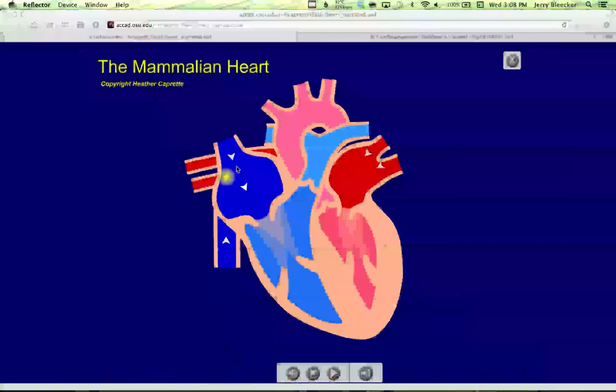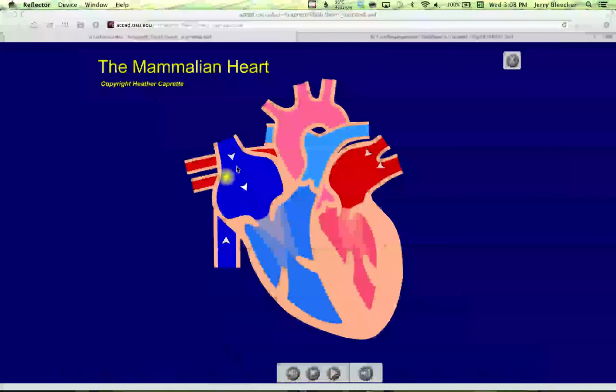And it's interesting because when you send blood away from the heart, you're sending it through arteries, and when it's returning to the heart, it's coming back in veins. So veins lead to the heart, arteries lead away. Now, everybody thinks that arteries have to be carrying oxygenated blood.